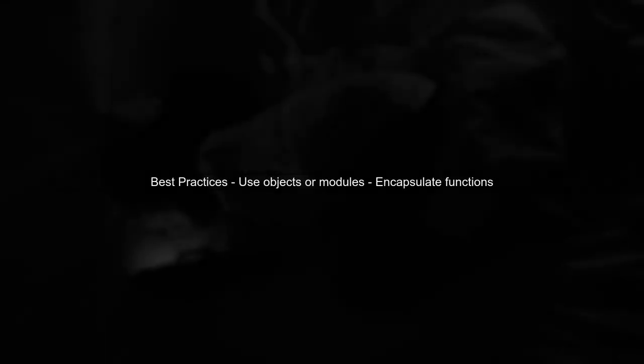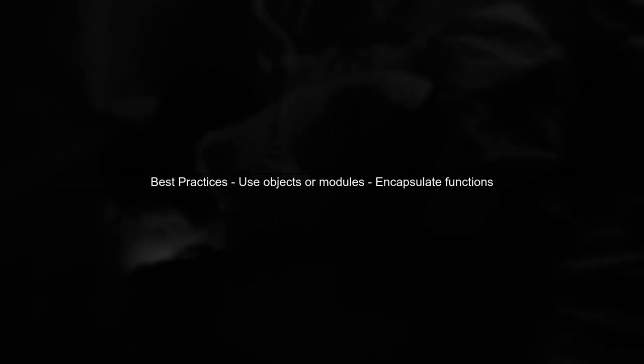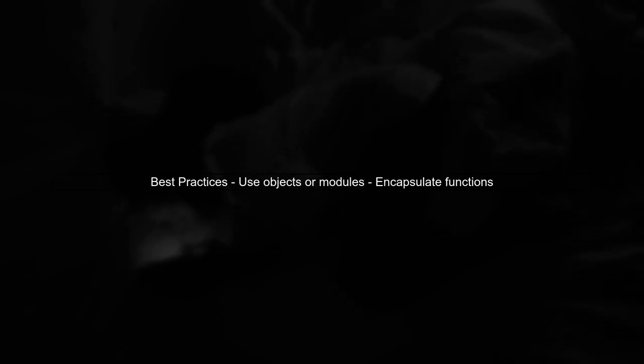Instead of using global functions, it's recommended to encapsulate your functions within objects or modules. This approach minimizes the risk of conflicts and enhances code maintainability. If you must use global functions, ensure they are loaded before other scripts that depend on them. This can be done by placing your script tags in the correct order in your HTML.